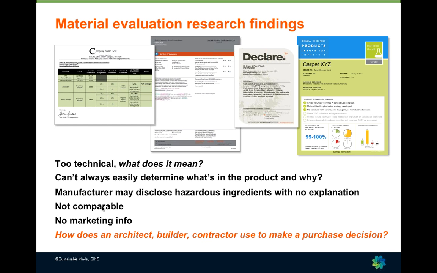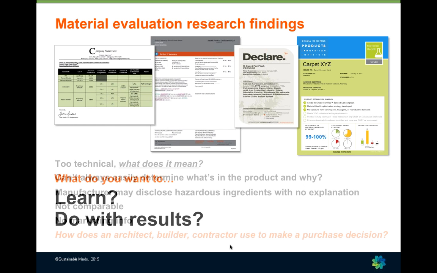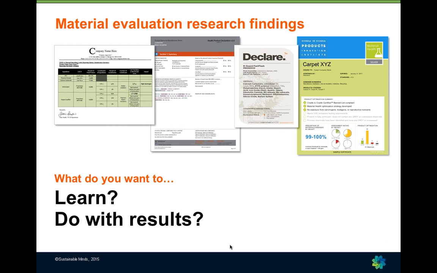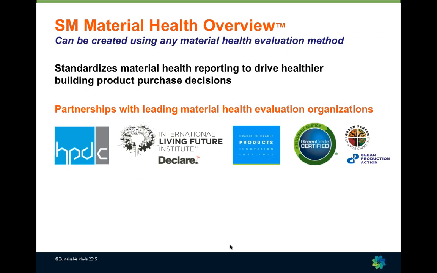There's differences between them: some can disclose hazardous ingredients with no explanation, although some you don't have to disclose hazardous ingredients. And again, they're not comparable. There's certainly no marketing information. Same bottom line: how do they get used in a purchase decision? And what does the manufacturer want to learn and ultimately do with the results?